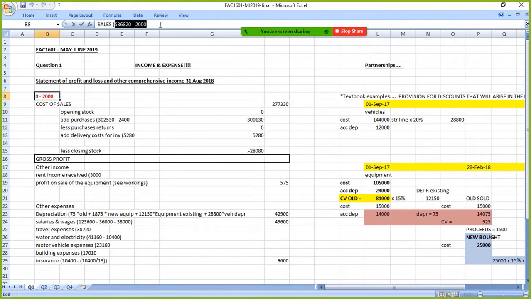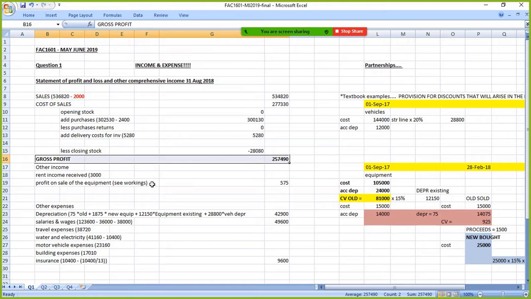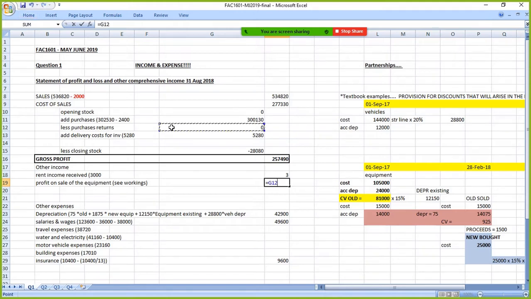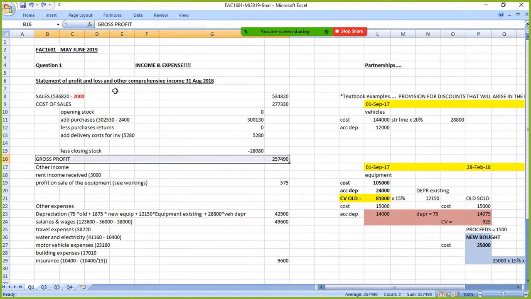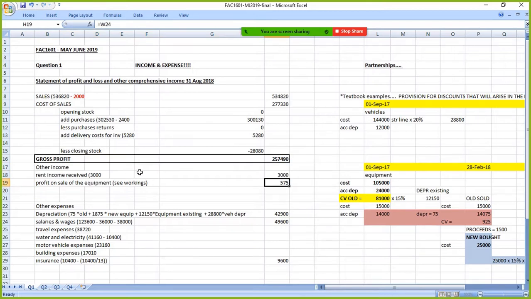Okay, your sales is that figure. Gross profit is the difference. Okay, your other income. Oops. Undo. Undo. Okay. Redo. 3,000. So other income, this I should actually have put here. I'm just going to put it in. 3,575, just to make it look a bit better. Okay, this plus that gives you the other income.